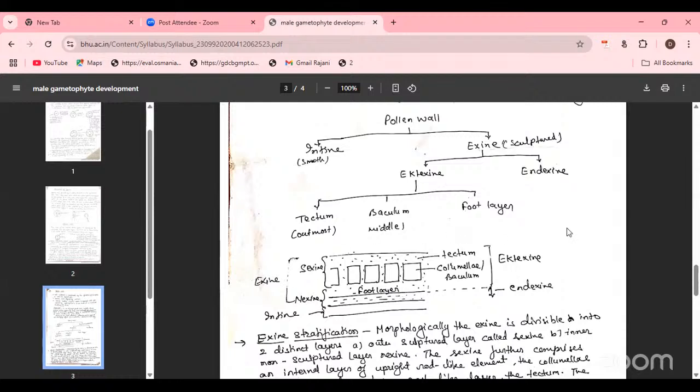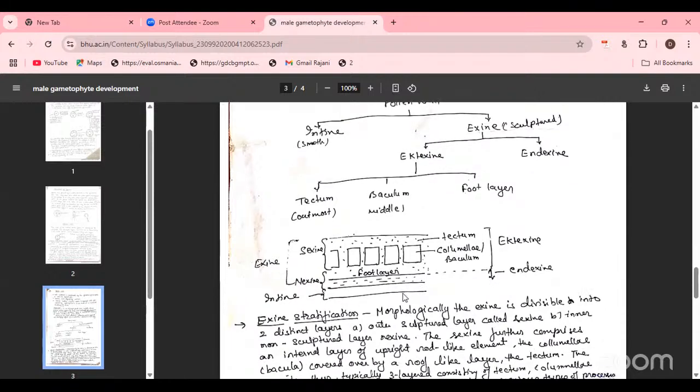This total is called the ectexine. Another one is the endexine, or nexine. The sexine, called ectexine, is again divided into three parts: tectum as the outer layer, columella or baculum as the middle one, and the last one the foot layer. This is called ectexine or sexine. Next one, nexine, is the part after the foot layer. This one is called the endexine. Next, the last one is the intine.